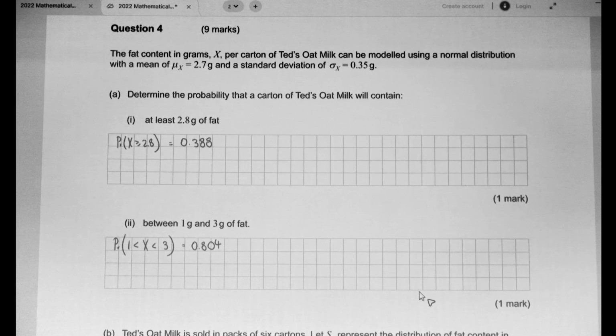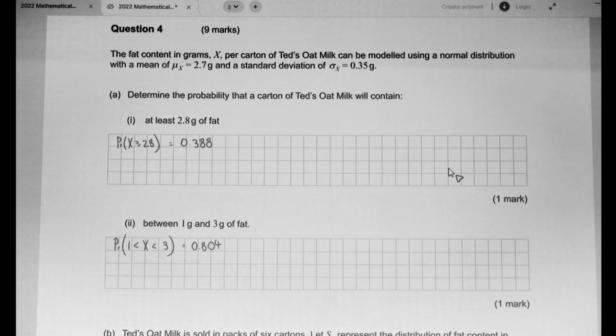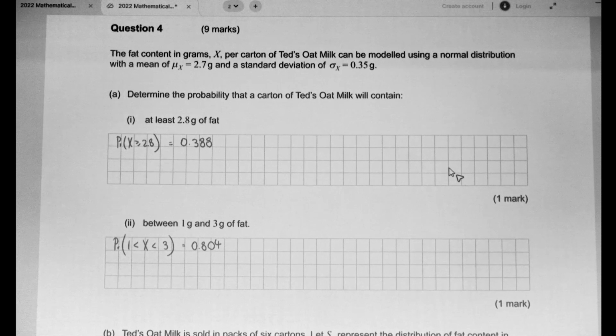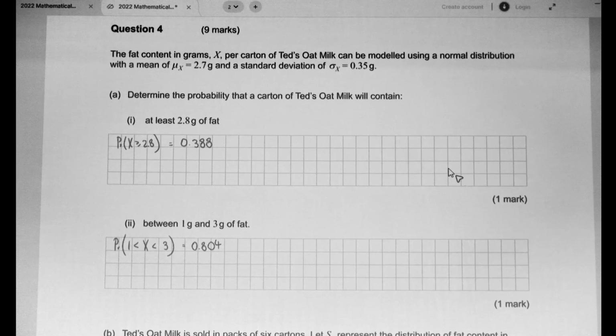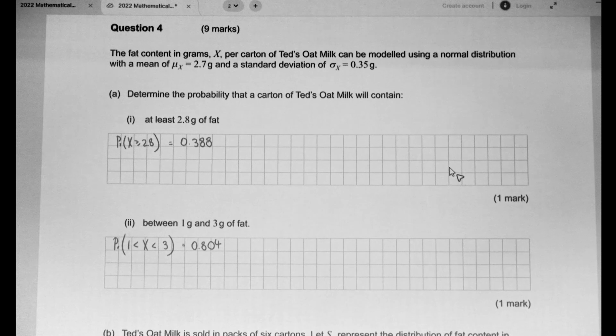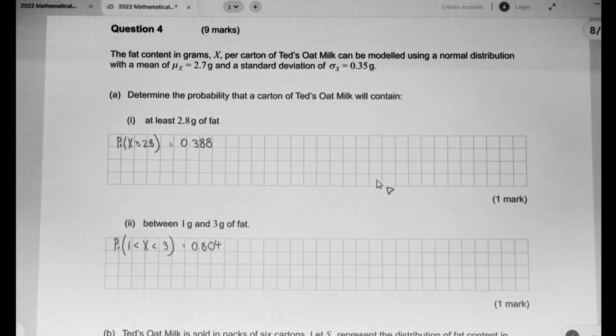Okay, the fat content in Ted's oat milk, pretty straightforward, at least 2.8 grams of fat. They could just write the 0.388 there and get the mark. They don't have to have a probability statement. For new teachers and old teachers, I'm old, experienced teachers, it's a better way to say it, I strongly encourage you to get the kids to write the distribution that they're working with in any statistics probability question, write out what the distribution is, and write a probability statement to go with it.